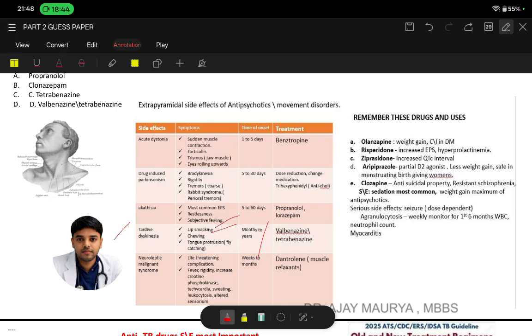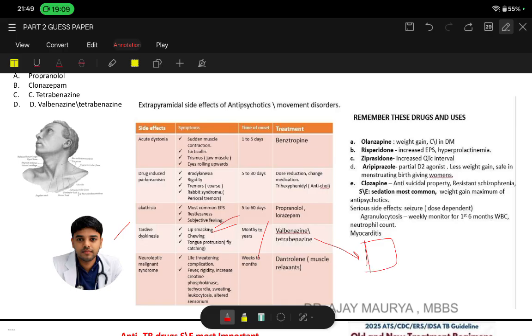What is your drug of choice? Tetrabenazine. Can anyone tell me what we are using tetrabenazine for in another case? Tetrabenazine is a drug of choice for one condition from neurology. Huntington disease. Yeah, Huntington disease.